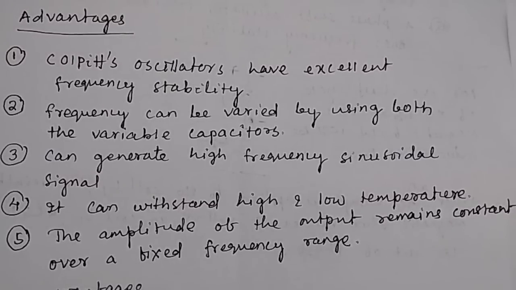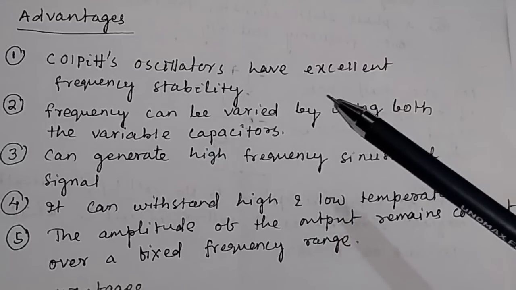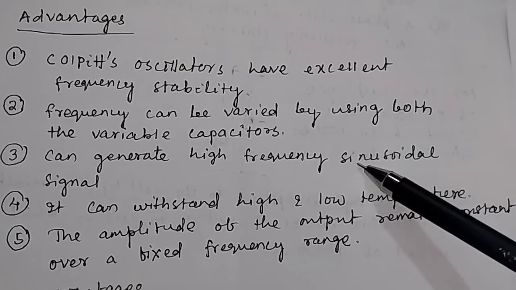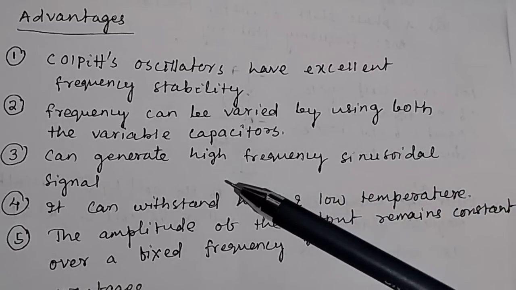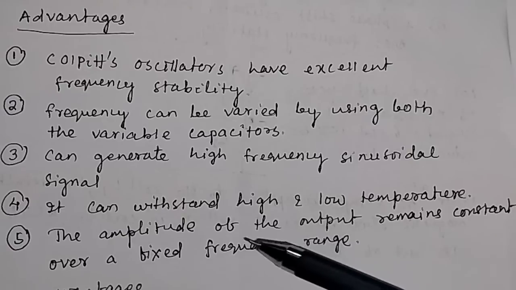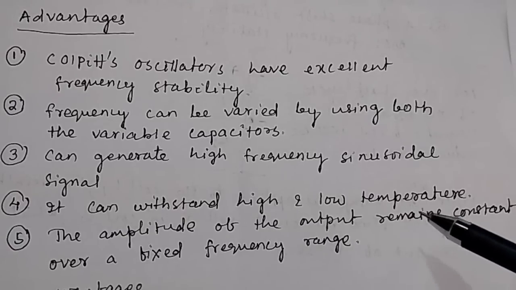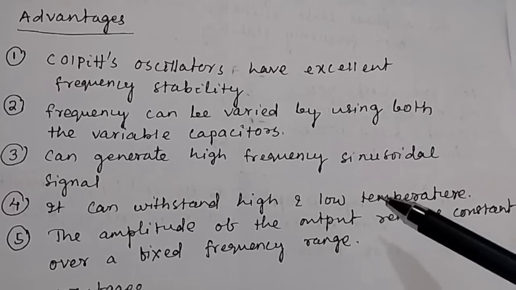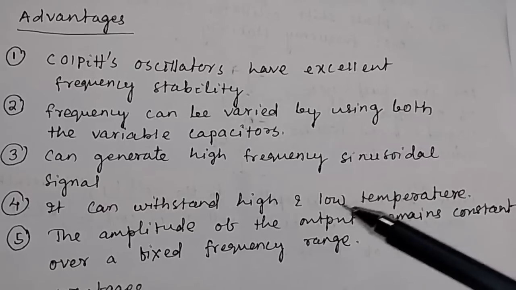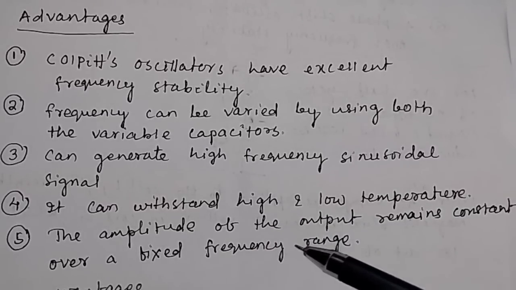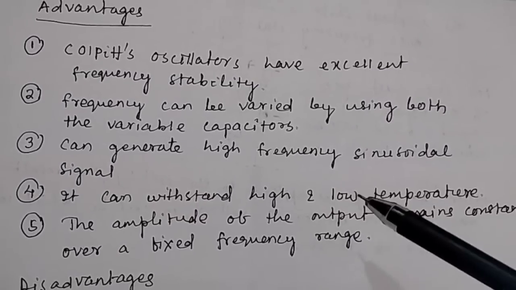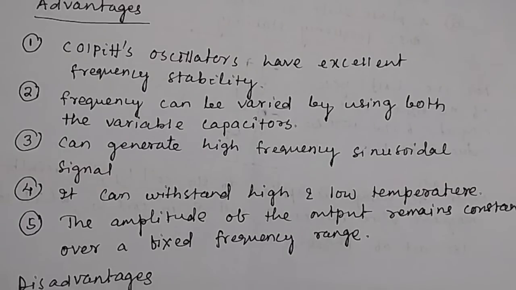Then what are the advantages of the Colpitts oscillator? Colpitts oscillator has excellent frequency stability. Frequency can be varied by using both the variable capacitors. Colpitts oscillator can generate high frequency sinusoidal signals. It can withstand high and low temperature, it can be used in high temperature as well as in low temperature. This is the main advantage. The amplitude of the output remains constant for a fixed frequency range. So these are the main advantages of the Colpitts oscillator.